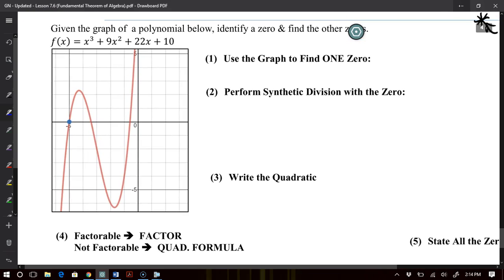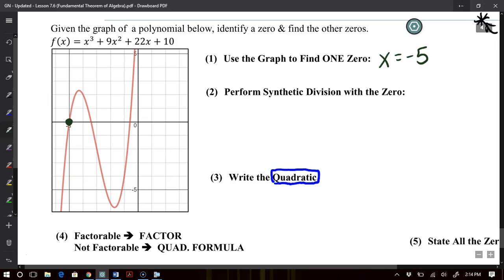Given the graph of polynomial below, identify 0 and find the other zeros. Well, I'm giving the polynomial and its graph. That was nice. You don't even have to type it in your calculator. Find one of the zeros, because I can't solve it in the x cubed form, but if I could get it down to a quadratic, I know exactly what to do. Well, if I look at my graph, it looks like x equals -5 is an answer.